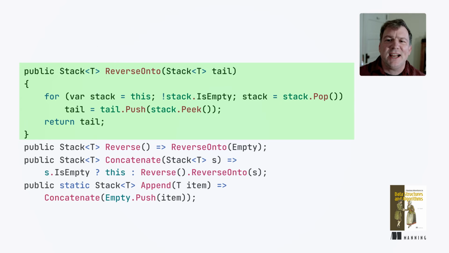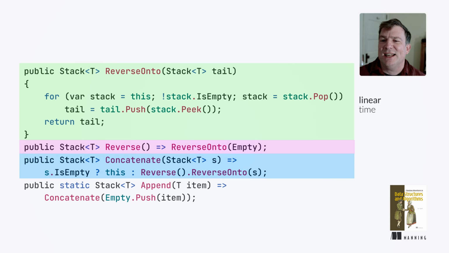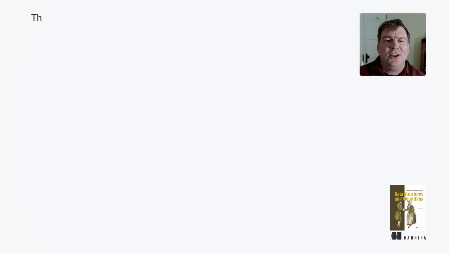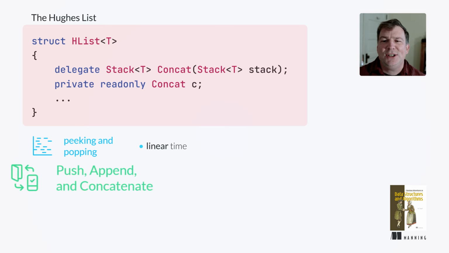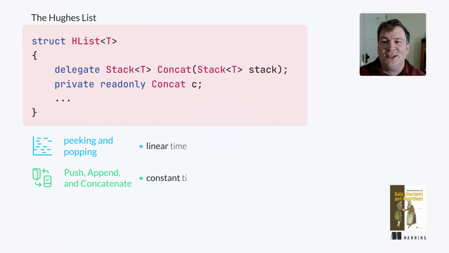But reversing a stack, concatenating two stacks together, and appending an item to the wrong end of the stack are all linear time. We can have a helper method, reverse onto, it's linear, and with it we can write reverse, concatenate, and append. The Hughes list turns all of that performance on its head. In a Hughes list, peeking and popping take linear time, push, append, and concatenate are all constant time. And even stranger, the Hughes list appears to contain no data at all.